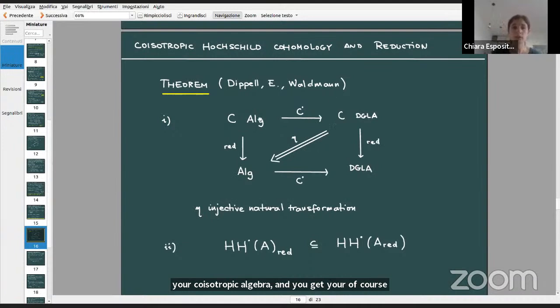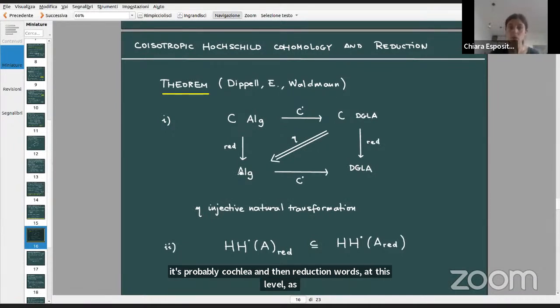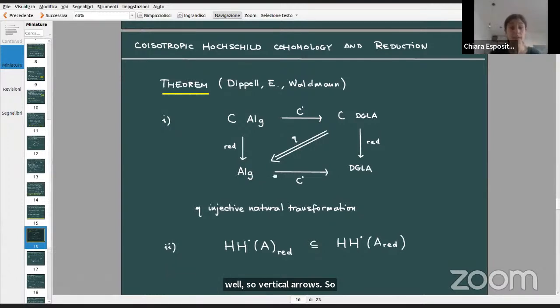And then reduction works at this level as well, so vertical arrows. Again, this diagram somehow commutes. There exists an injective natural transformation making this diagram commute. But more important for us, when we pass to cohomology, we have the same diagram, meaning that the Hochschild cohomology of the reduced coisotropic DGLA sits inside the Hochschild cohomology of the coisotropic algebra, reduced. So this also shows a little bit why I say that this is actually containing information.